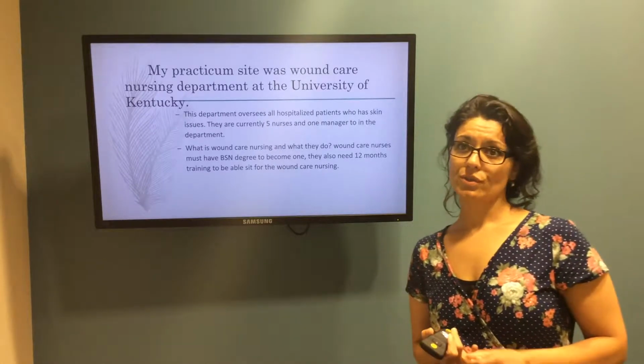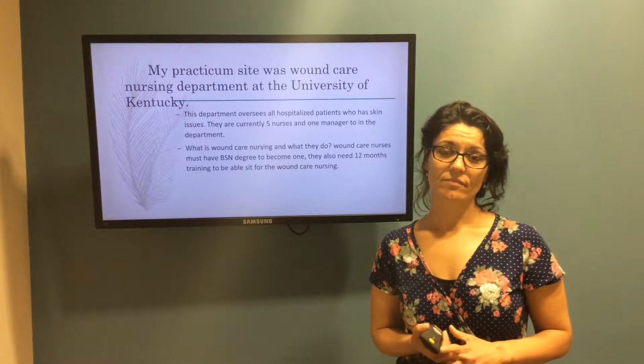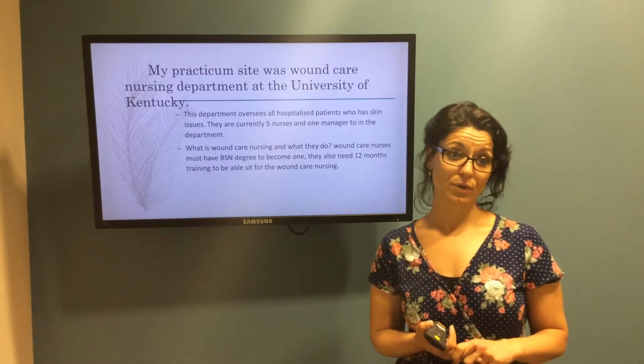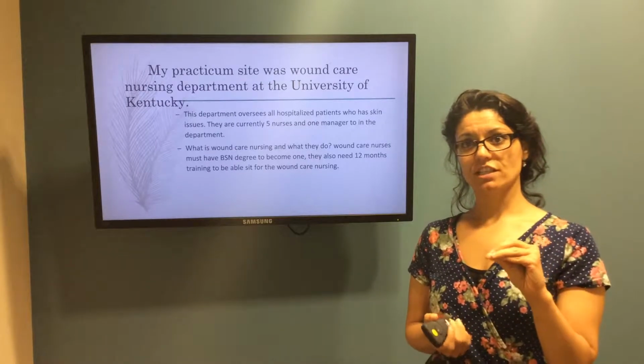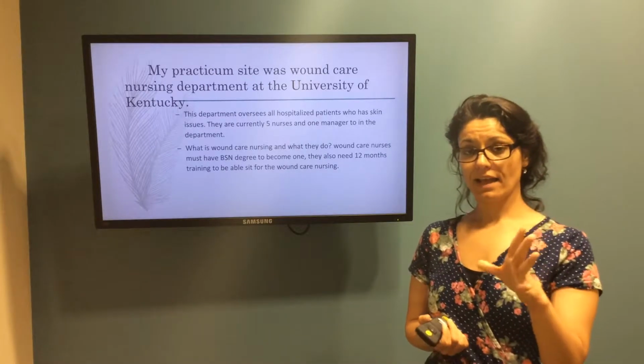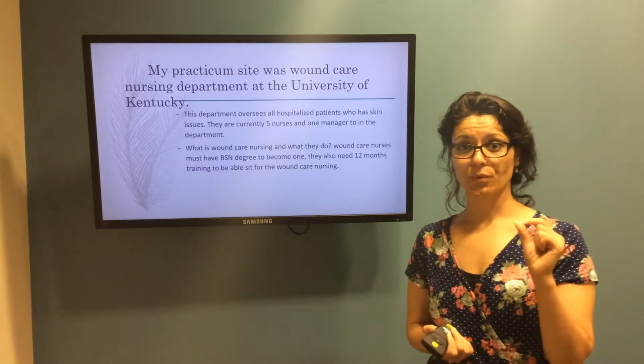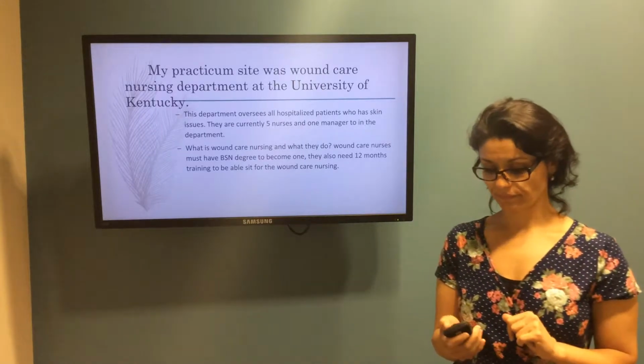The wound care nurses should have a BSN degree, and they have to have 12 months of rigorous education. After that, they have to sit for wound care certification.